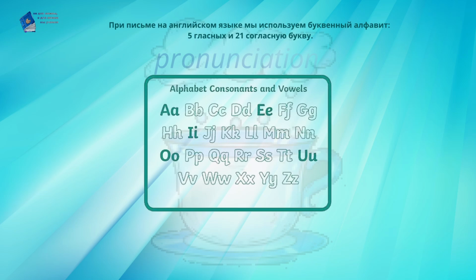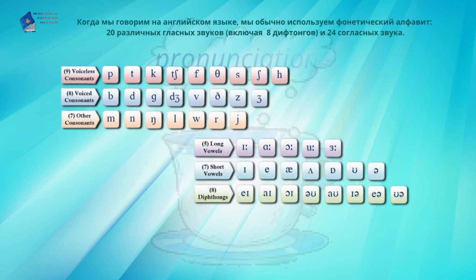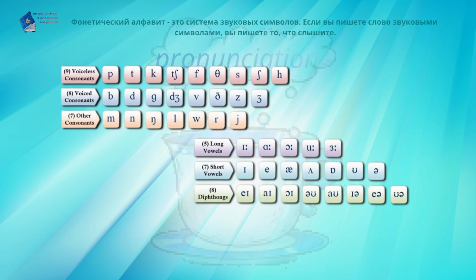When writing in English, we use the ABC, 5 vowel and 21 consonant letters. When speaking English, we typically use the IPA, 20 different vowel sounds, including 8 diphthongs, and 24 consonant sounds. The IPA is a system of sound symbols. If you write a word in sound symbols, you write what you hear.